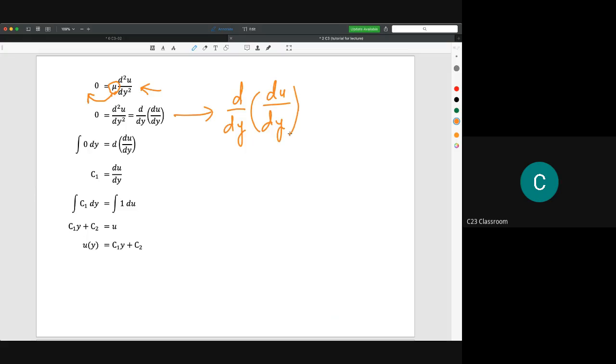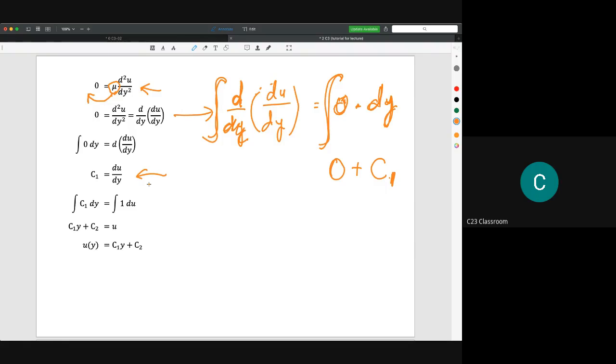If you want to integrate this, first it is equal to 0, so you bring the dy to the right hand side and integrate both sides. The integration of d here will give its original term, so it becomes du/dy only. But for the integration of 0 dy, please think like this: the integration of 0 gives you a constant. So the integration of 0 dy gives you 0 plus a constant, and that's why we have the constant C1 here.